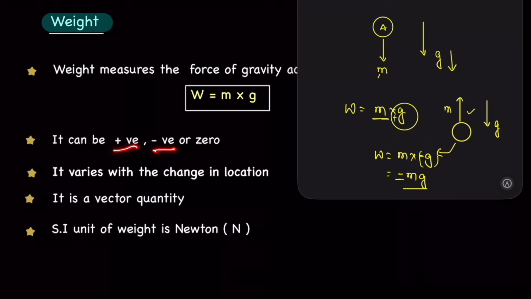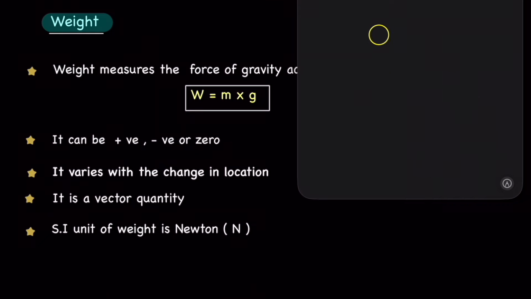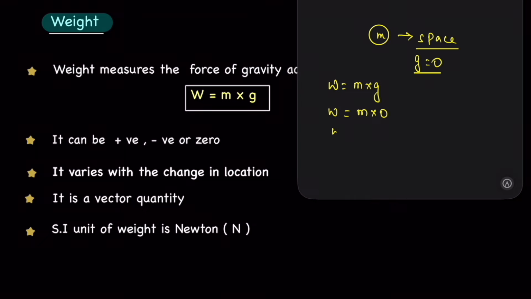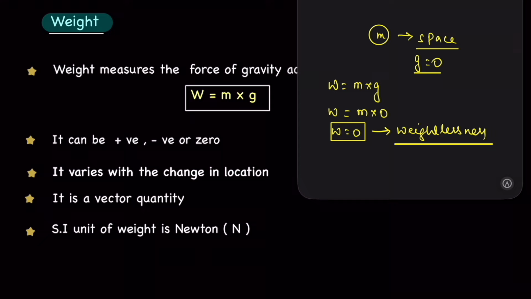Now we'll see how it will become zero. Suppose this object is present in space, and in space there is no gravity. So g is zero. If we have to find the weight, suppose this mass is m, so m into g is the formula of weight. But in this case, g is zero. Mass is never zero because it is a property of matter. So we will get the weight as zero. This is called weightlessness. So weightlessness is possible when acceleration due to gravity is zero.